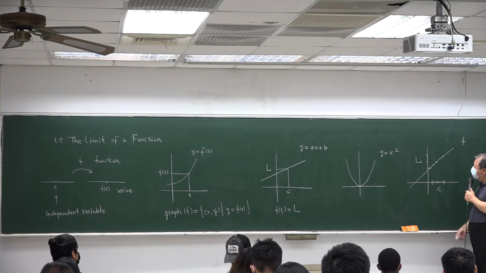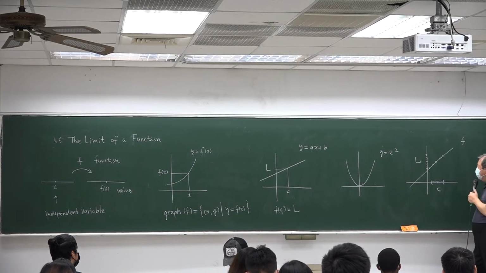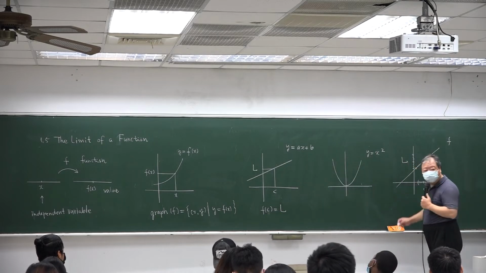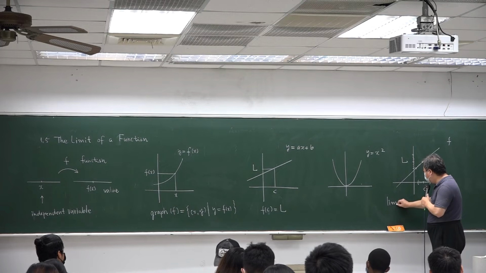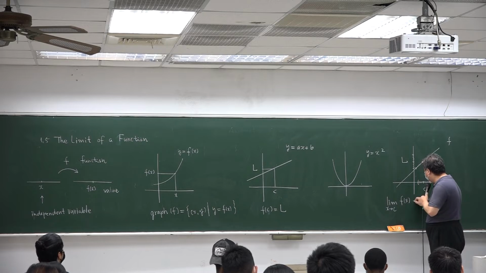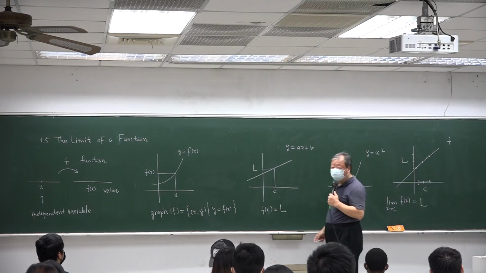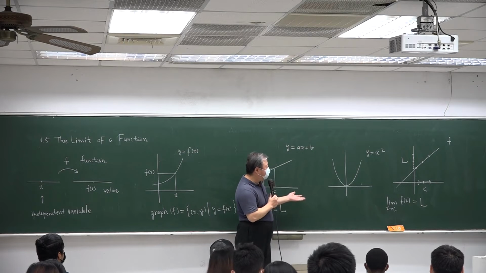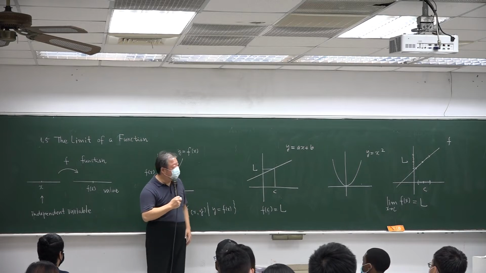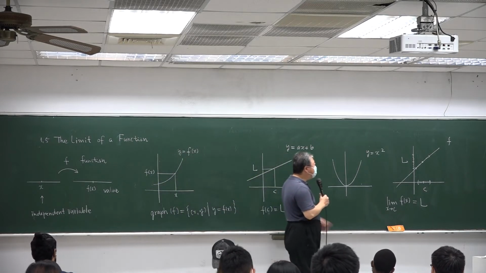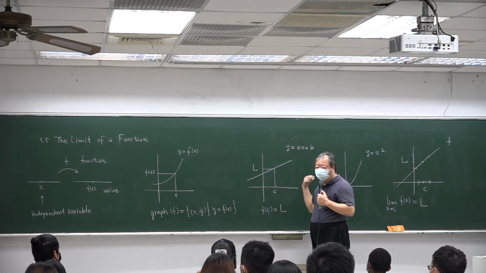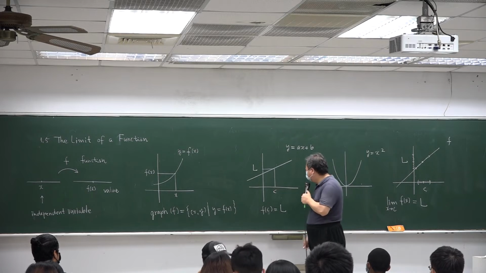We give this phenomenon a notation. We can't use f of C because f is undefined at C, so we use this notation: the limit of the function f of x as x approaches C equals L. This is the notion of limits. Of course, if f is defined at C, we can also talk about the limit.